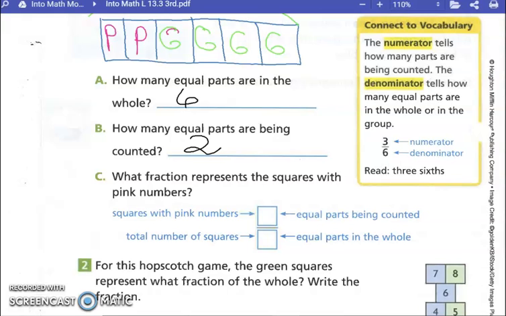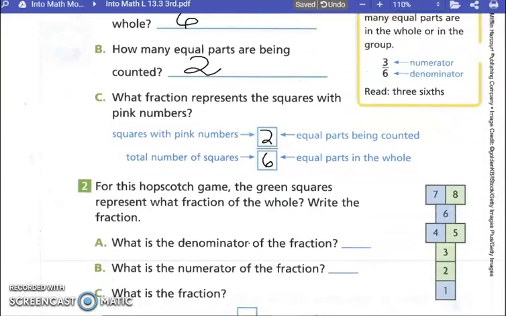What fraction represents the squares with pink numbers? Squares with pink numbers was what? 2. What part of the fraction is this? The numerator. Total number of squares? 6. Equal parts of a whole? 6, and it's our 2 sixths. The denominator, right? Yes. Now they're going to show us how we should really draw a hopscotch.